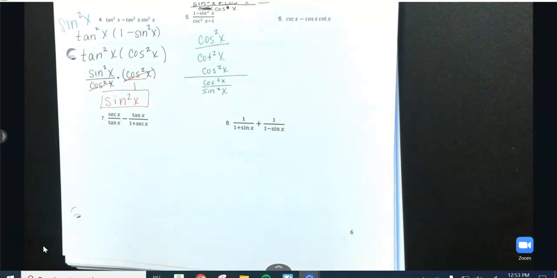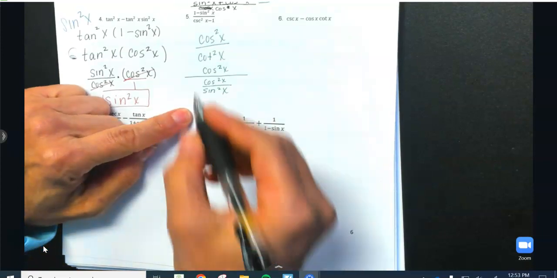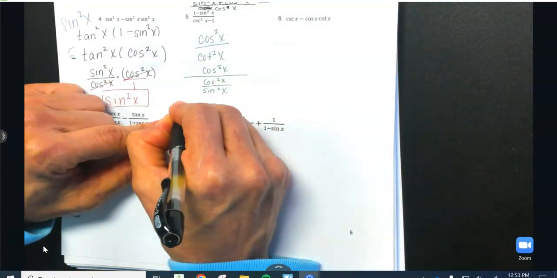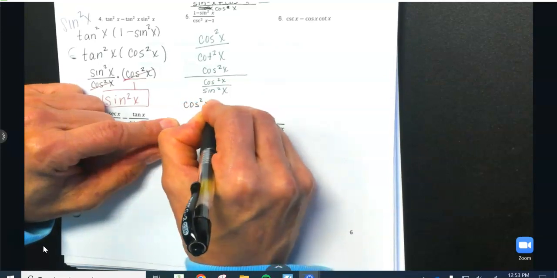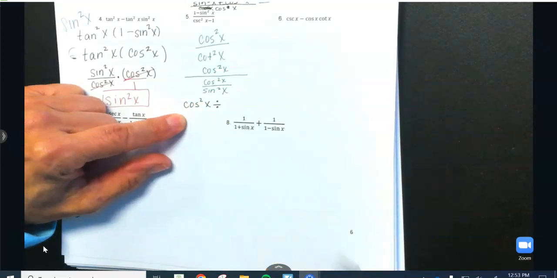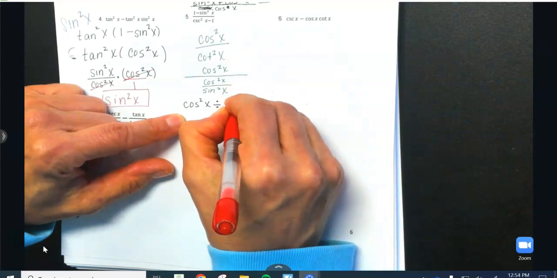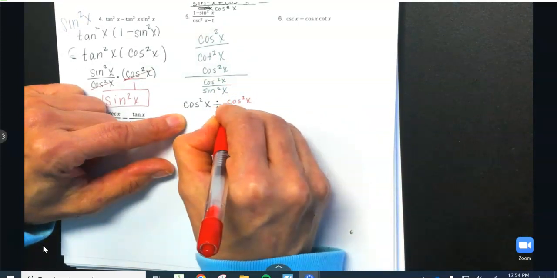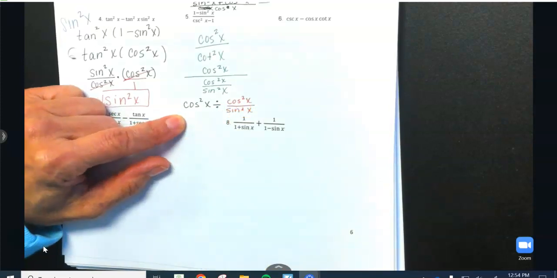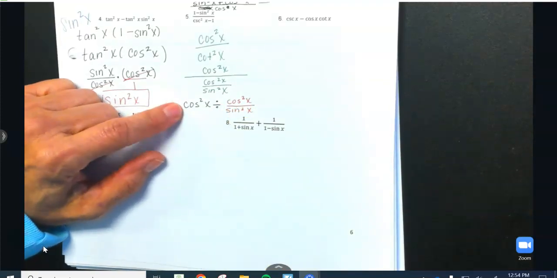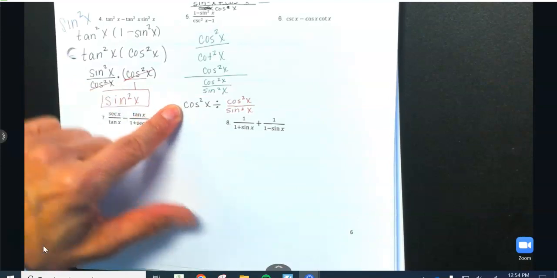Ooh, that is so ugly. Rewrite that. I'm going to rewrite it the long way, like in elementary school with the division symbol. So it's going to be cosine squared x divided by cosine x squared over sine x squared. Okay, what's next? Keep, change, flip. Yes.